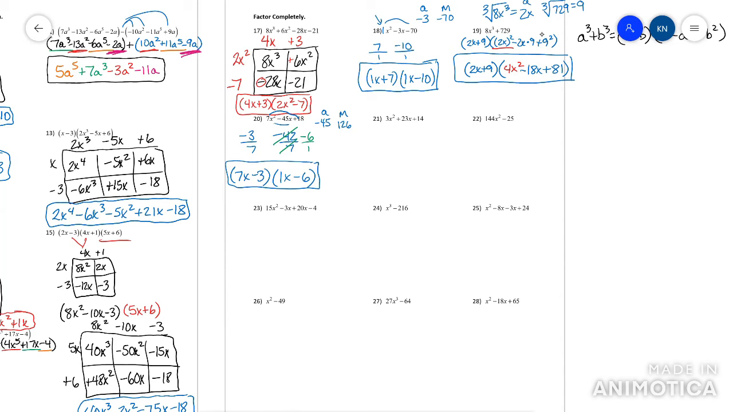All right, same thing for this one. So my rainbow is 42. 3 times 14 is 42. They have to add up to 23. So that's going to be 21 and 2.